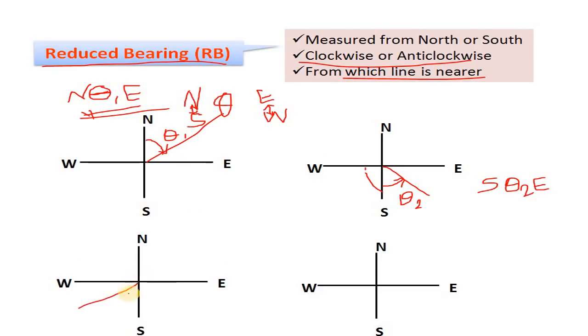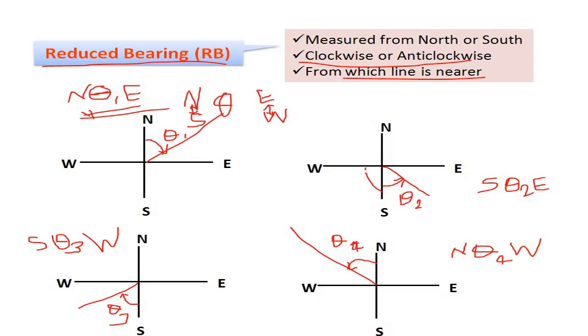Now suppose one line is in this quadrant. What will be the bearing in RV system? This line is nearer to south and clockwise direction, in this direction. This angle will be the bearing of this line. This angle is theta 3. How can you write this angle? From where you start? South, theta 3 and westward. Okay. Next, suppose this is the line. What will be the bearing of this line? This line is nearer to north and in anti-clockwise direction. This angle is theta 4. This is the bearing of this line. So how can I write? North, theta 4 and west. This is the system. This is the reduced bearing system.